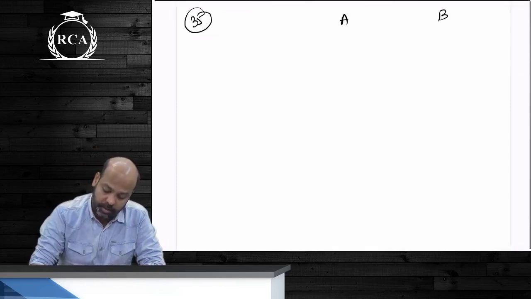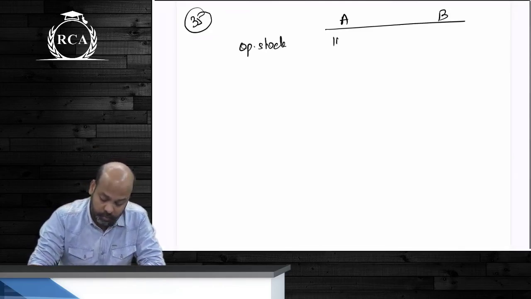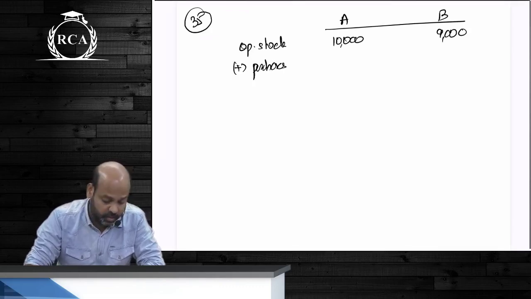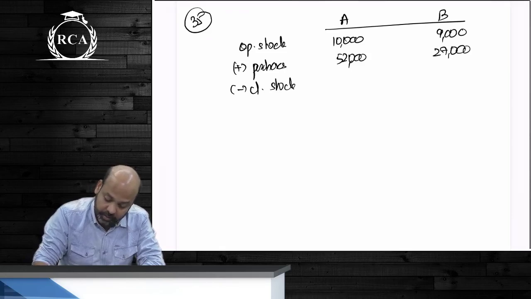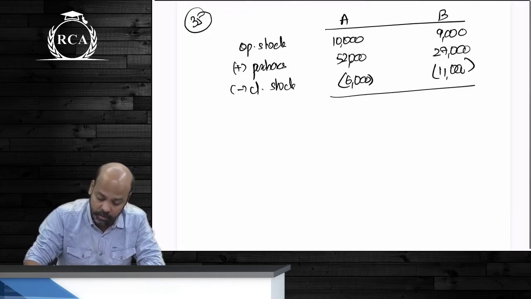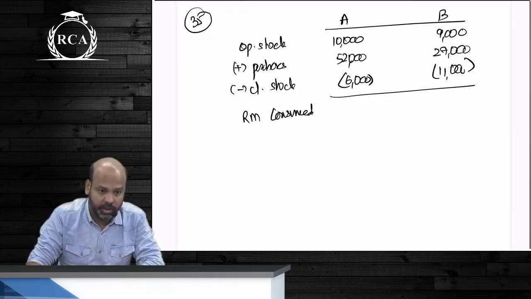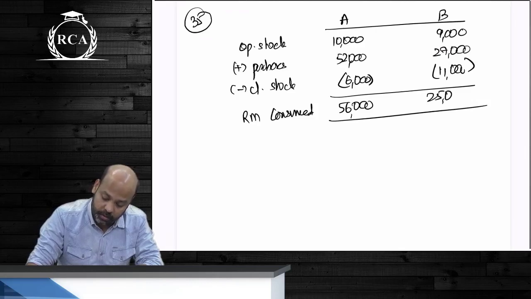Material A, material B guys. Opening stock plus the amount of purchases, 52,000 beta and 27,000, minus closing stock 6,000 and 11,000. By doing this, you're going to get your raw materials consumed, which will be equal to 62,000 minus 6,000 beta 56,000, and here guys minus 225,000.